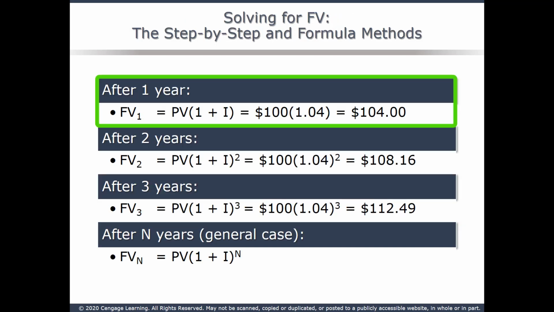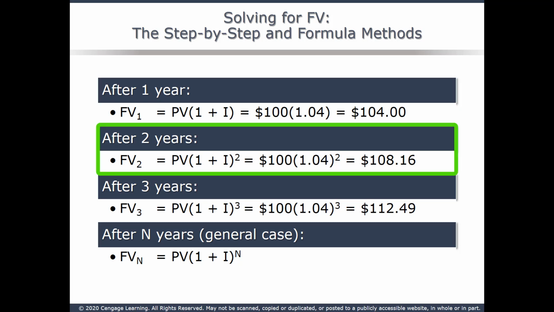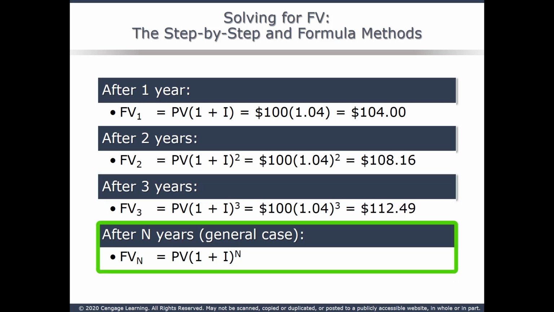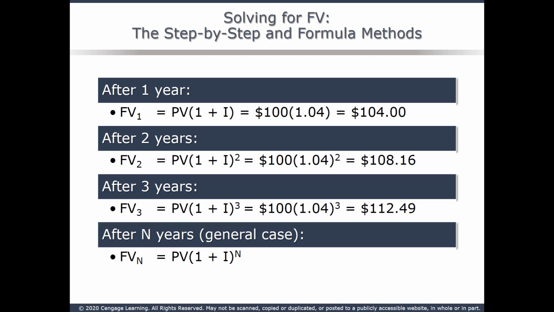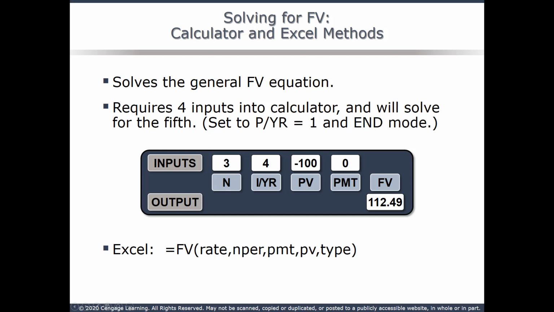Taking a step-by-step approach. In year one, the $100 at 4% earns $4. So now you have $104. In year two, the 104 at 4% earns $4.16. So you have $108.16. In year three, the 108.16 at 4% earns $4.33. So we end up with $112.49. The general case, 100 times 1.04 raised to the third power, is equal to 100 times 1.124864, or $112.49.